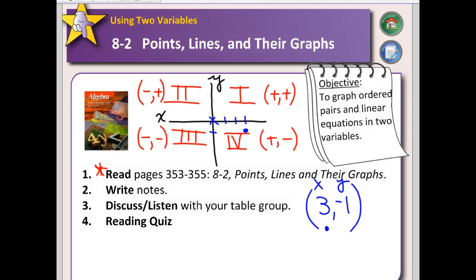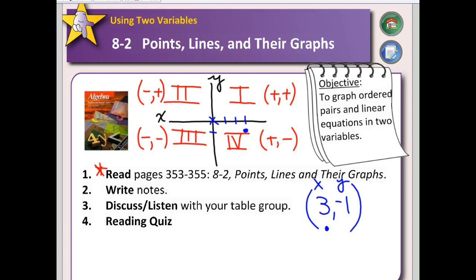Remember, if I plot a point and that point is on an axis, it's not in a quadrant. So tonight you're going to do a worksheet that's got a lot of these terms on it that'll help us remember what we learned in Math Past.